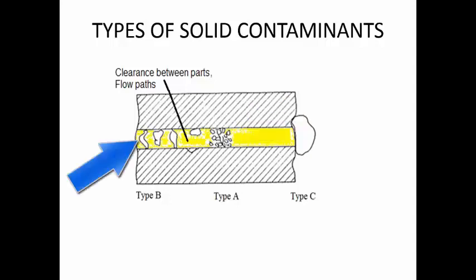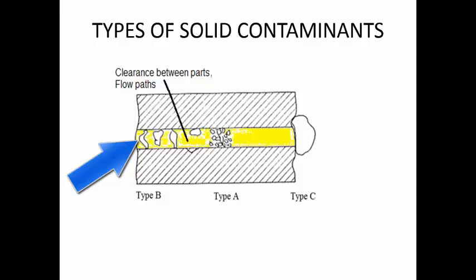The next one is type B here. Type B means some dimension of the particle will be equal to the opening. So if it is getting stuck in this direction, then it is completely blocking the flow path. There will be some small gap from the sides of the particle and the flow path through which the fluid can continue to flow.